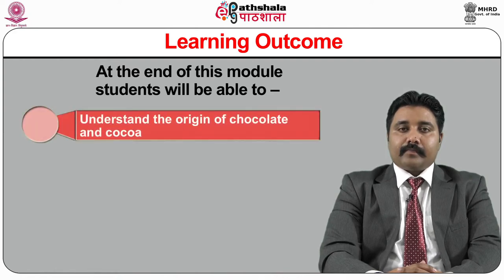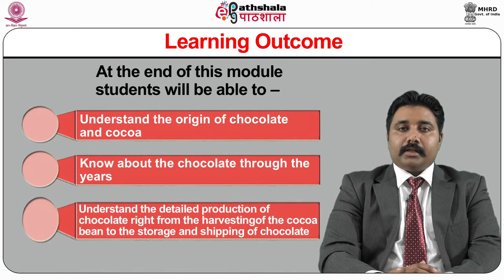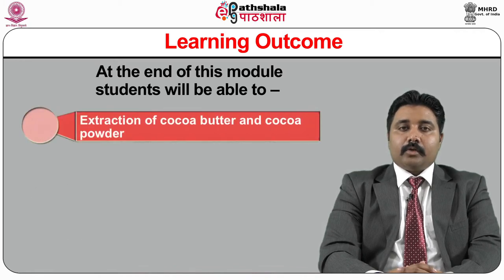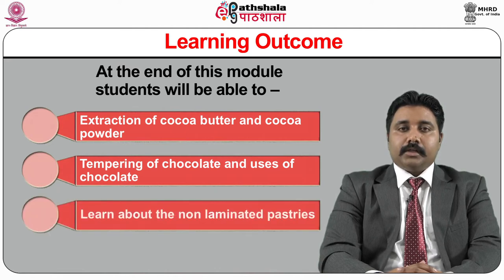Understand the origin of chocolate and cocoa. Know about the chocolate through the ages. Understand the detailed production of chocolate right from the harvesting of the cocoa bean to the storage and shipping of chocolate. Extraction of cocoa butter and cocoa powder. Tempering of chocolate and uses of chocolate. Learn about the non-laminated pastries.